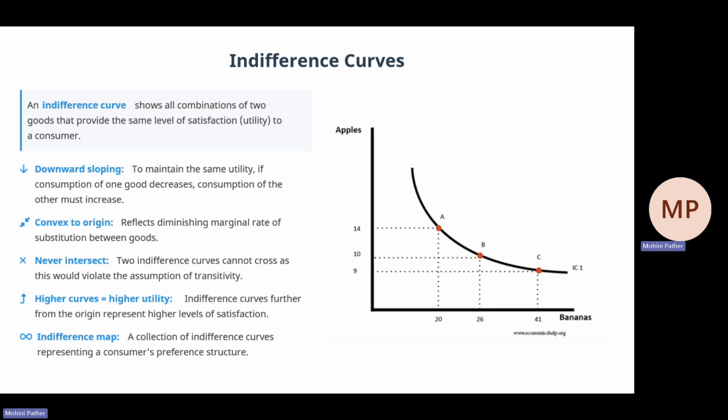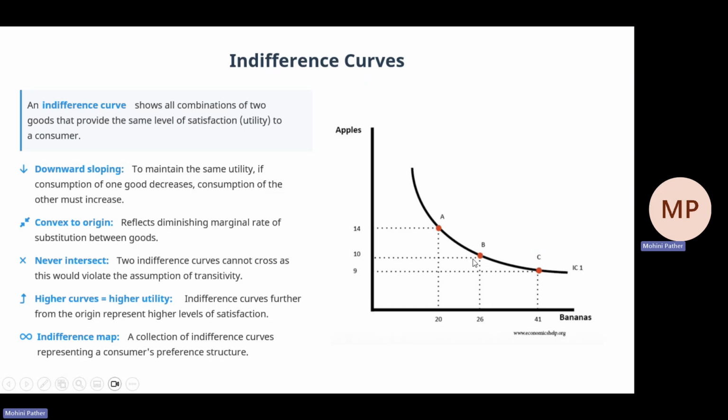Okay, so they are convex to the origin. They reflect this diminishing rate of substitution between goods. So you'll see as we move towards the higher level of consumption of apples, we see a steep decline in the necessity or requirement for bananas, in the same way for bananas with apples. The difference between point A to point B is 4 apples, and yet the difference from point B to point C is only 1 apple.